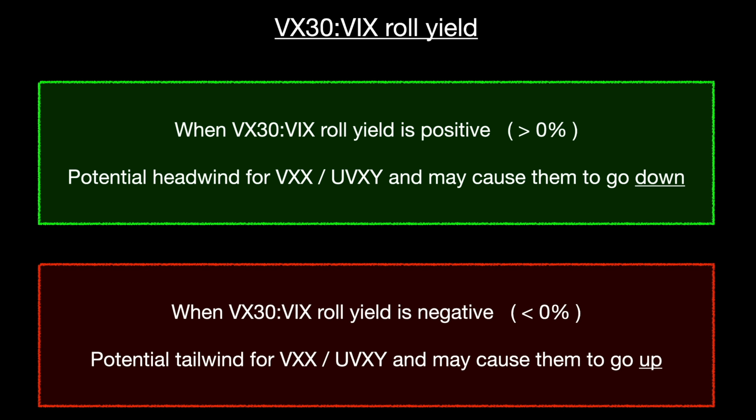Now on the flip side, if that VX30 to VIX roll yield is a negative number, it means that all things held constant, if the current market action persists, that's a tailwind for long volatility ETPs. Mathematically, VXX and UVXY could be pushed upwards and actually increase in value. You see how that works?